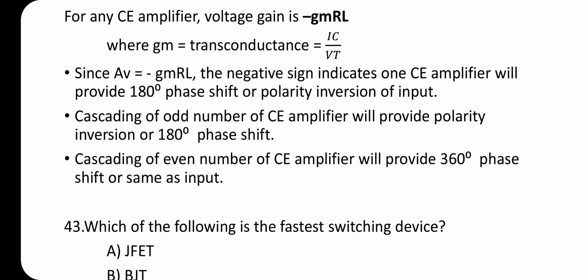Since AV equals minus gm RL, the negative sign indicates one CE amplifier will provide 180 degree phase shift or polarity inversion of the input. Cascading of an odd number of CE amplifiers will provide polarity inversion or 180 degree phase shift. Cascading of an even number of CE amplifiers will provide 360 degree phase shift, or same as input.